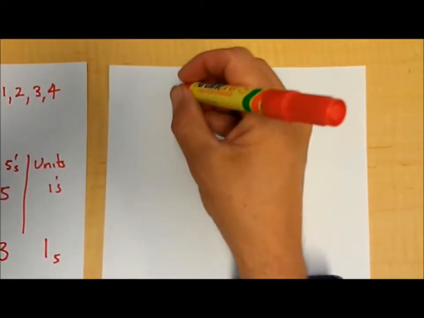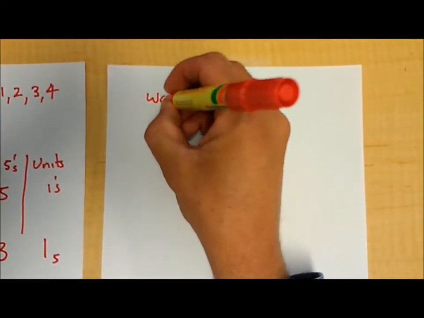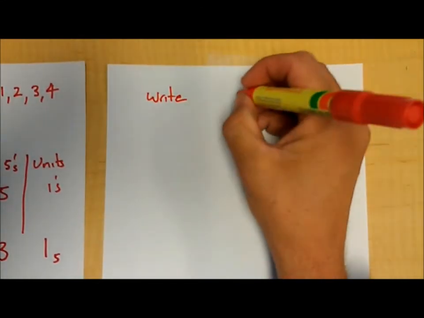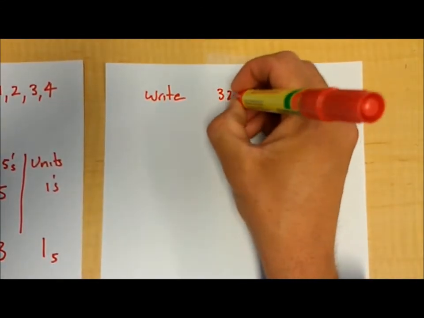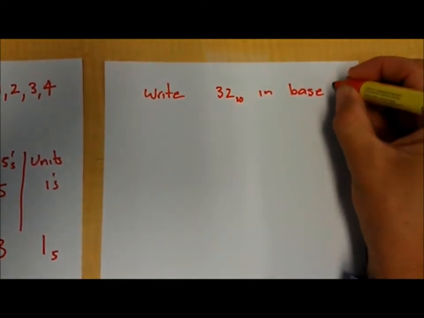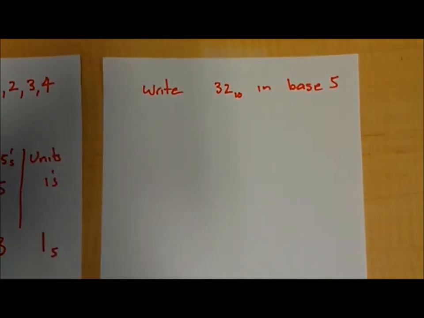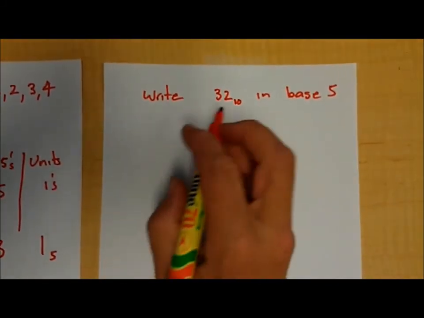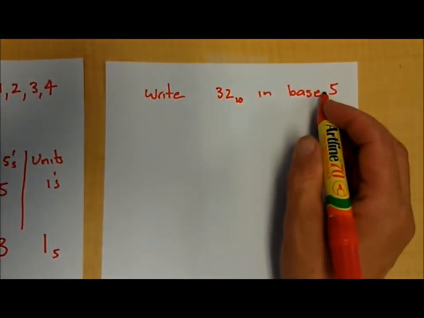What about if we want to go the other way? What if we want to write, let's pick an easy number, 32 in base 10 in base 5? Now we don't normally write the 10 here, I'm just doing it to help distinguish in this example. So 32 base 10 in base 5.